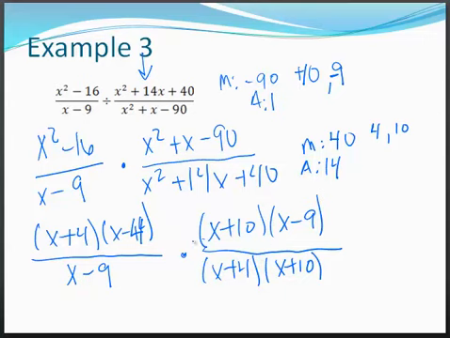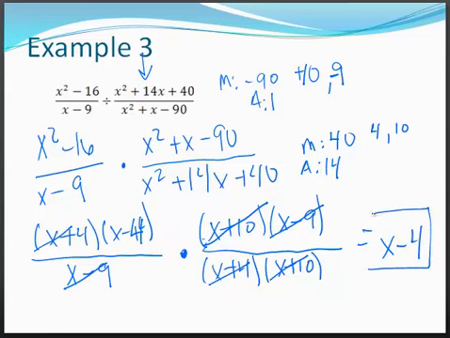Okay, then we already flipped it, so we don't have to flip it. It's already been flipped. We're just going to cancel things out. So x minus 9's cancel. x plus 4 cancels, x plus 10 cancels, and the thing that I'm left with is x minus 4, and that would be my answer. Okay, so it's a lot of work, yes, but the hardest part of it is factoring. Once you get past that, it's really simple.